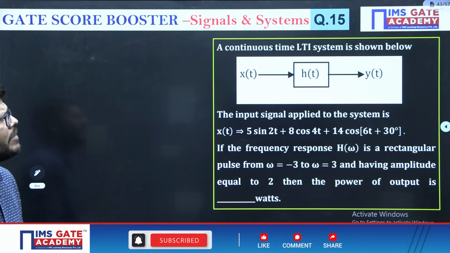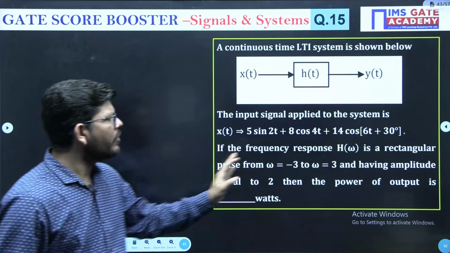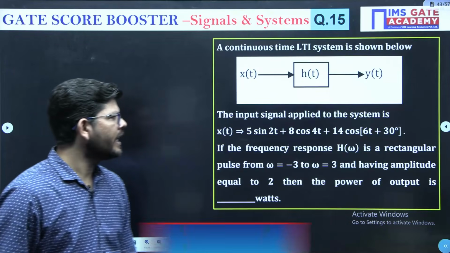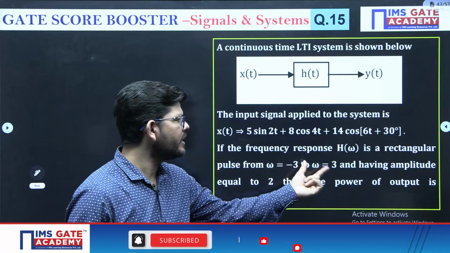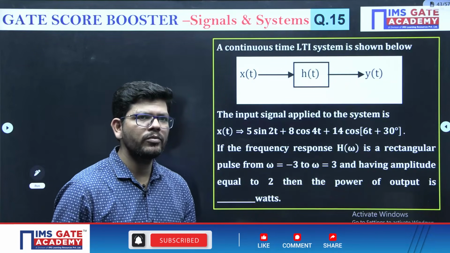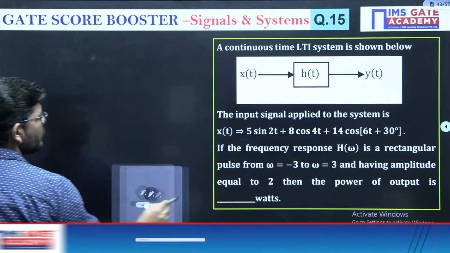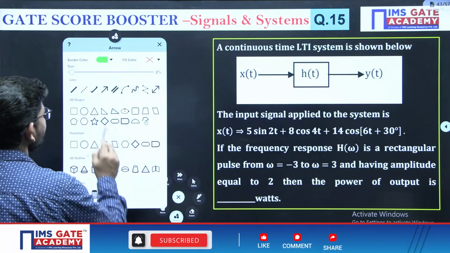A continuous time LTI system is shown below. The input signal is like this. If the frequency response H(omega) is a rectangular pulse from -3 to 3 having amplitude 2, then what is going to be the power of the output? Before that, we need to know what is going to be the output. So have a look over this situation.